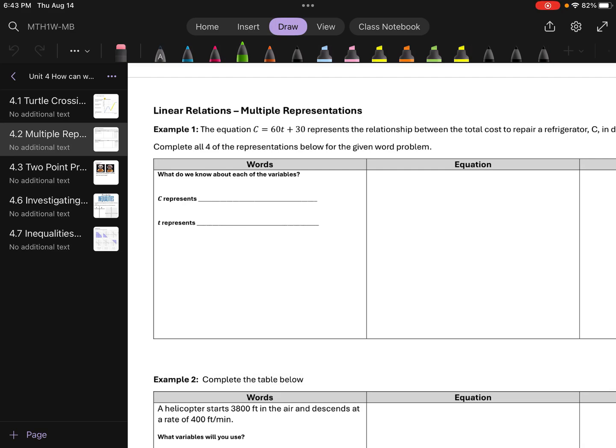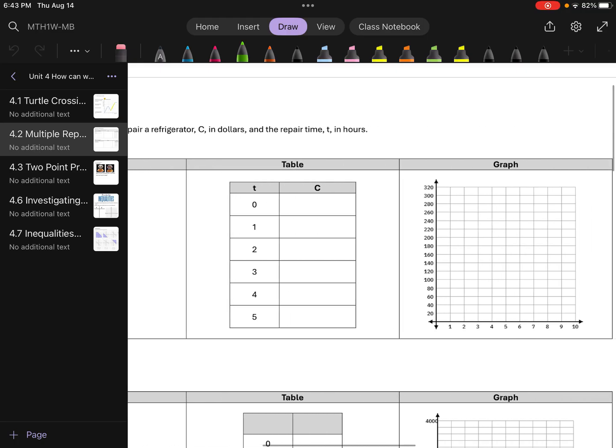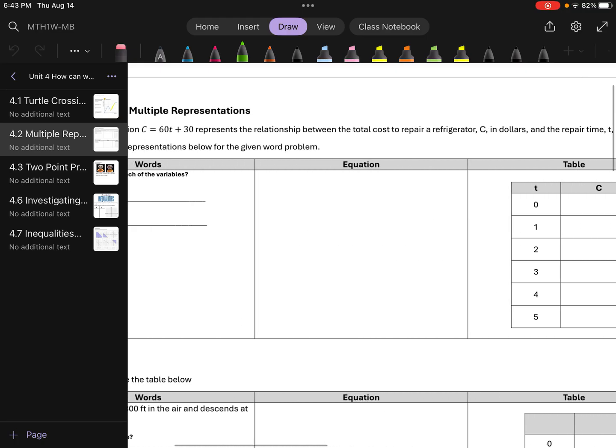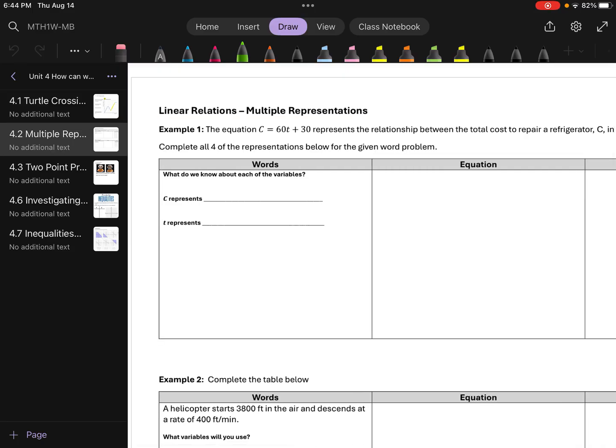Today we're going to look at linear relations and specifically multiple representations. So when I say multiple representations, we're talking about being able to represent lines using words, equations, tables, and graphs. And I'm going to apologize because I'm going to have to slide along as we go today.